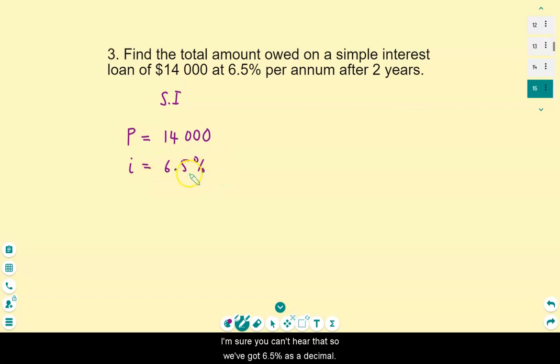So we've got 6.5% as a percentage, as a decimal. Again, percent means divide by 100.